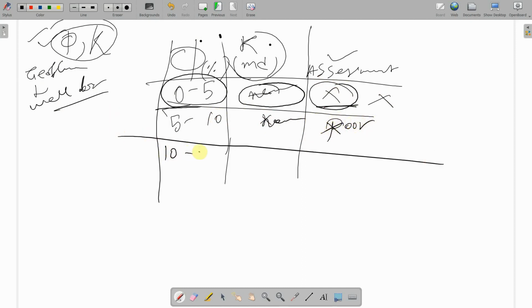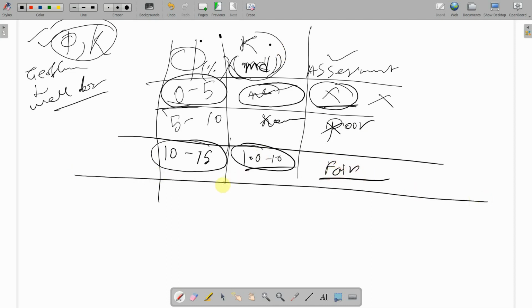10 to 15, the permeability could be in between 1 to 10 millidarcy. So if the porosity is 10 to 15, the permeability range will be within 1 to 10 millidarcy. I told you that in rock we generally express the unit as millidarcy because it falls in that range. Then I will say it's fair, but commercially it might not be possible.